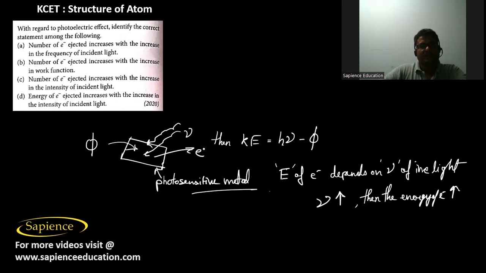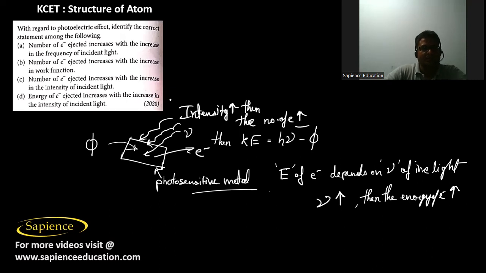So the energy of the electron will increase with the incident frequency increase. If the intensity of the light increases, then the number of electrons ejected will increase. So it depends on the intensity of the light. The number of electrons ejected increases with the increase in the intensity of incident light. So option C is the correct answer.